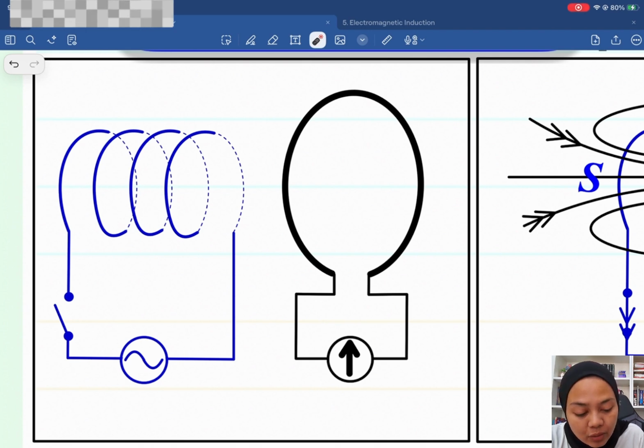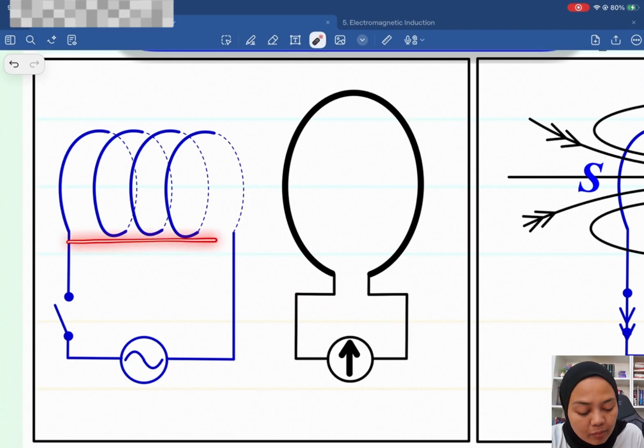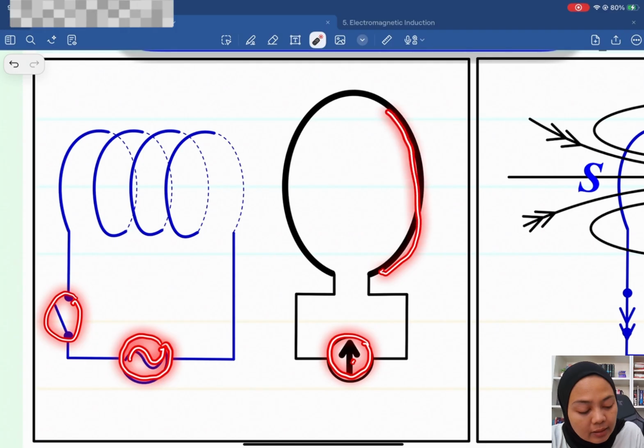So this is the basic structure of a mutual inductance. What I have here is a solenoid, and here I have a coil. So this is a primary solenoid, and this is a secondary coil. It also can be primary solenoid and secondary solenoid, or sometimes it can also be primary coil and secondary coil. For the primary, we can see that there's an AC power supply with the switch open. And here we have only the galvanometer and the secondary coil.